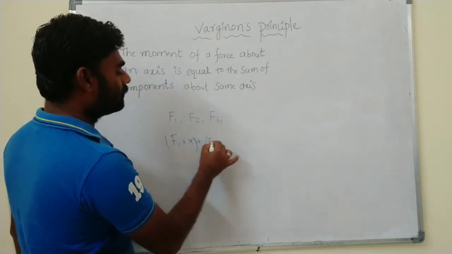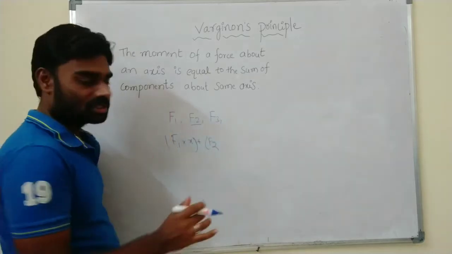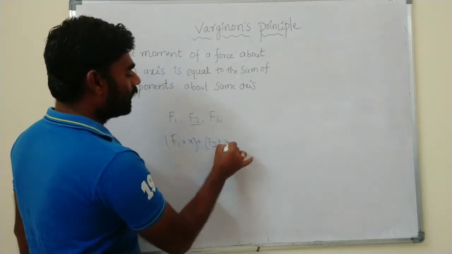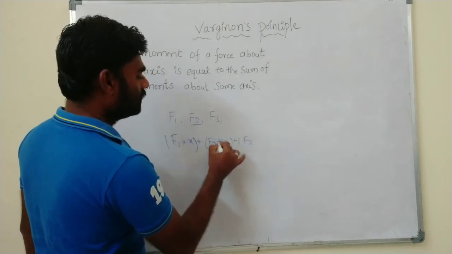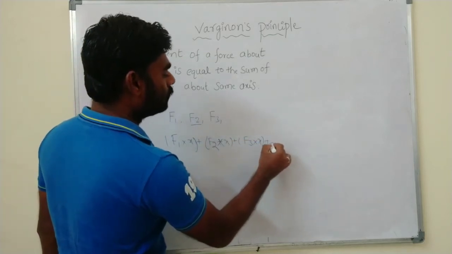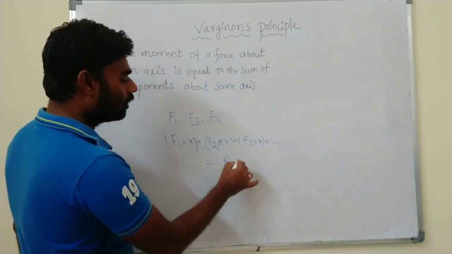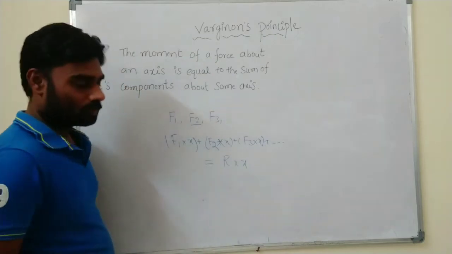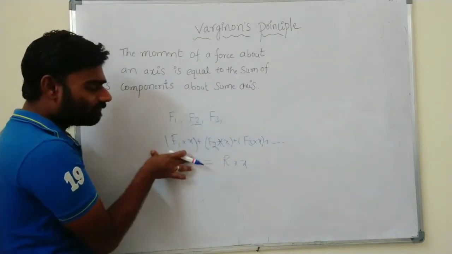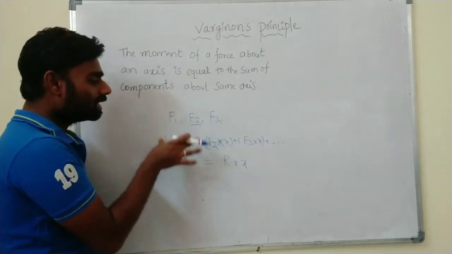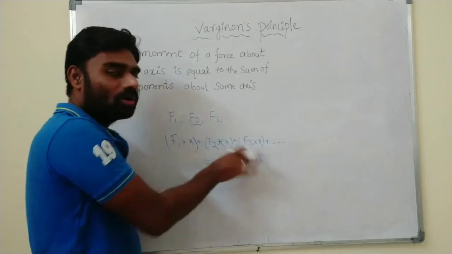Now I am taking moments of the forces F1, F2, F3: F2 X2 plus F3 X3, and so on up to Fn Xn, equal to R into X. What is the meaning of this statement? Very simple. The sum of the moments of all the components is equal to the moment of the resultant.